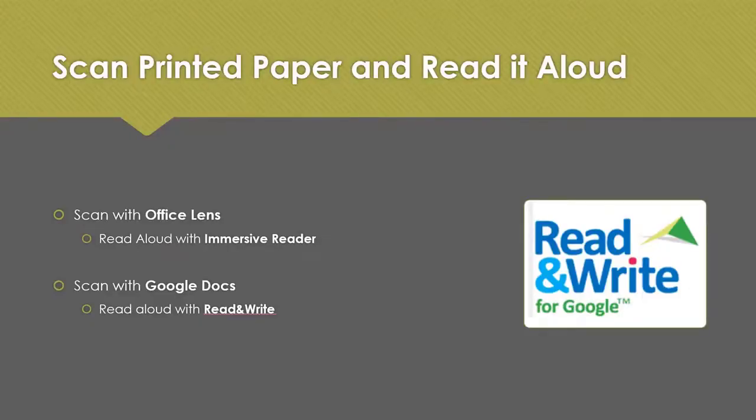Another thing that you can do, which is very popular, is scan a book or a sheet of paper and have the computer read aloud the text. One way to do this is to use a product called Office Lens, which is from Microsoft. Office Lens would scan the book or the piece of paper, and then it can be read aloud using that Immersive Reader from Microsoft. So here's a quick video on how Office Lens and Immersive Reader work together to read aloud printed materials.